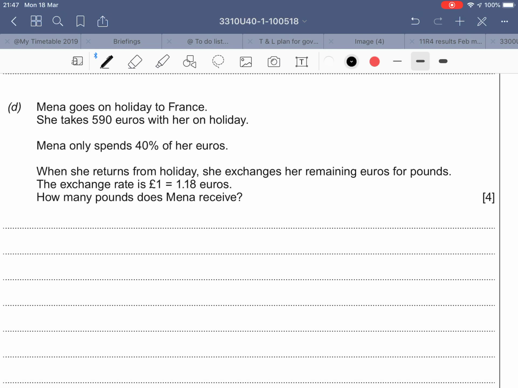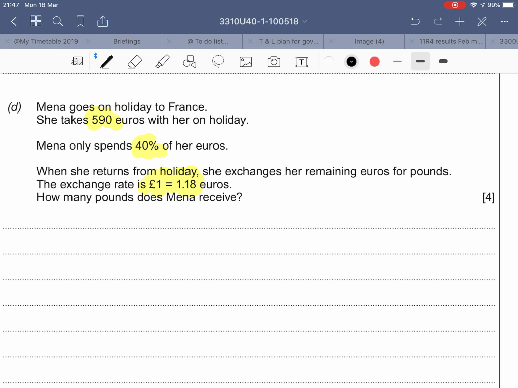Part D. Mina goes on holiday to France. She takes €590 with her on holiday. Mina only spends 40%. When she returns from holiday, she exchanges her remaining euros for pounds. The exchange rate is £1 is 1.18 euros. How many pounds does Mina receive?